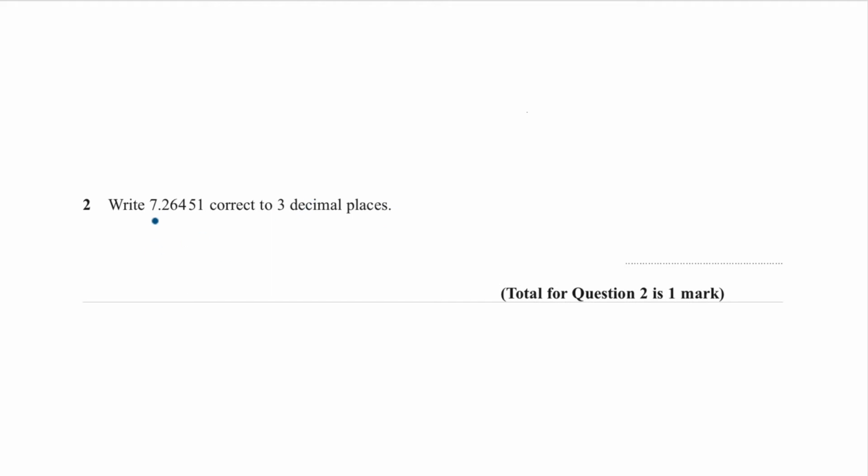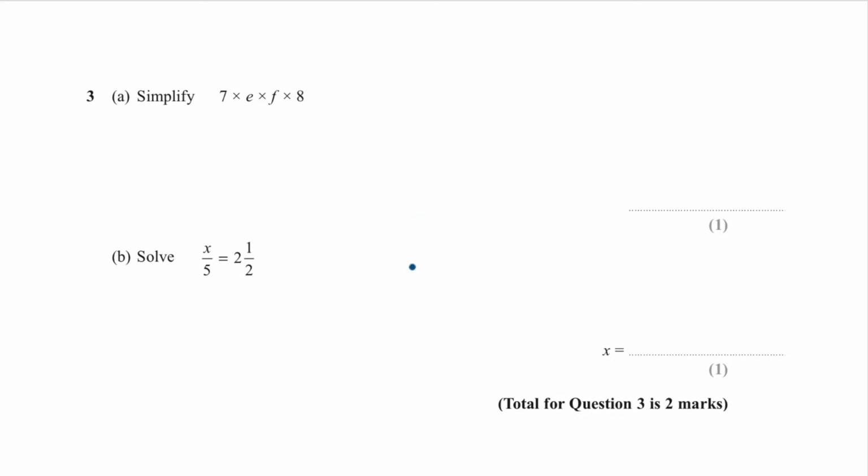Question number 2. Write 7.26451 correct to 3 decimal places. That means 3 places after the point, obviously. So 1, 2, 3. So we're looking at that 4. And all we've got to do is look at the number that follows it. The digit that follows it is 5. That 5 is big enough to push the 4 up to a 5. So the answer becomes 7.265.